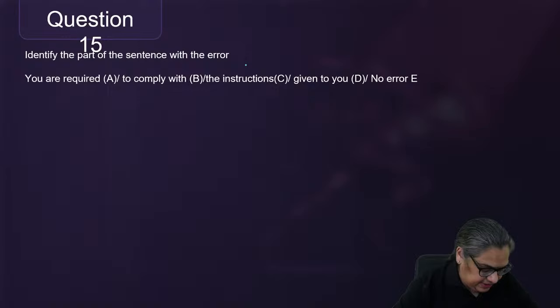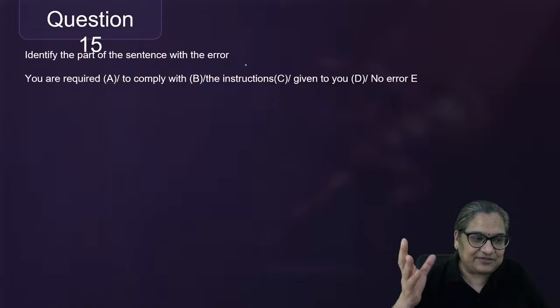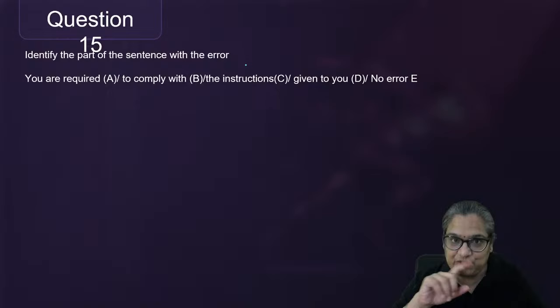I have a class at 9:15. I told the students that I'll be starting the class 15 minutes late. It should start actually at 9.